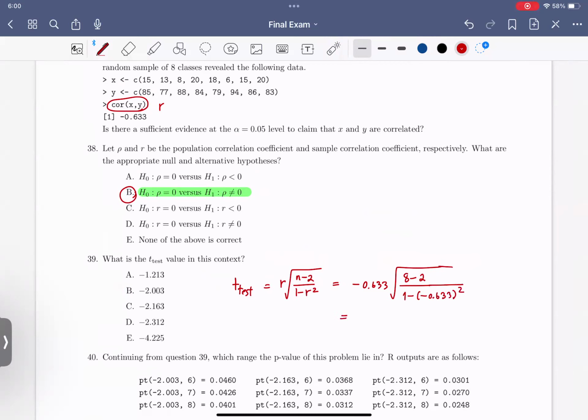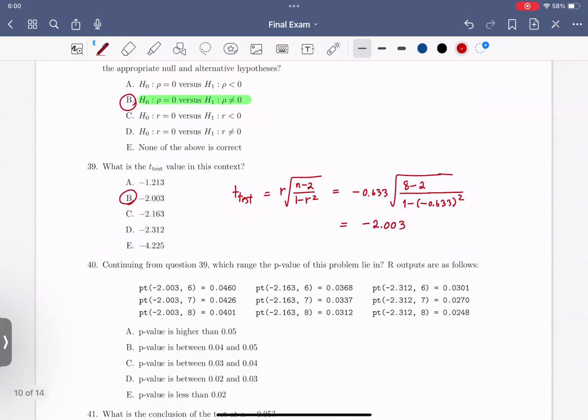All right. Once you hit the calculator, minus 0.633 times square root of 8 minus 2 over 1 minus 0.633 squared. All right, one more time. Square root of 6 over 1 minus 0.633 squared. The answer that you get is minus 2.003. So choice B is the correct one.